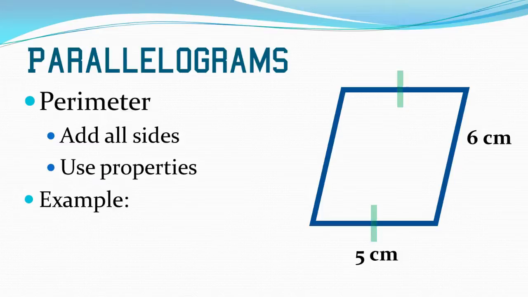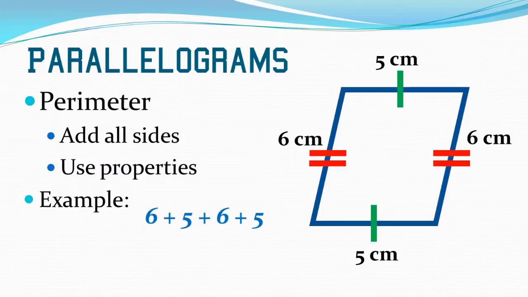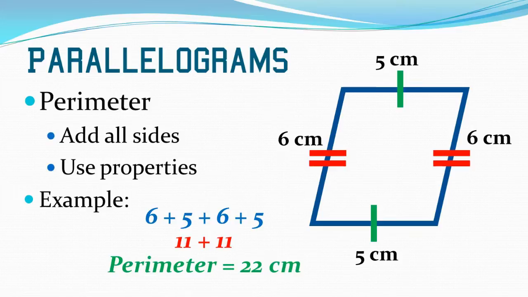With all parallelograms, opposite sides are congruent. So those are both 5 centimeters. These opposite sides are congruent, so these are both 6 centimeters. I went from having only two sides to now knowing all four. Once I have all four, I can just add them up. 6 plus 5 plus 6 plus 5, well, that's 11 and 11. That's 22 centimeters. Make sure the unit goes with it.